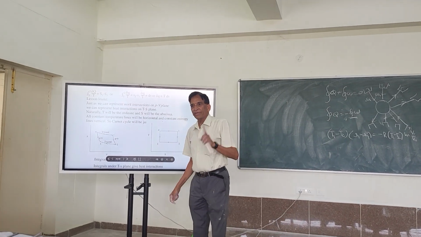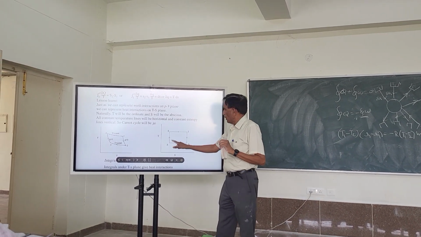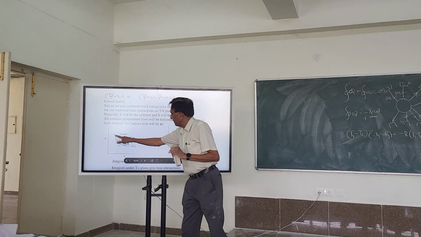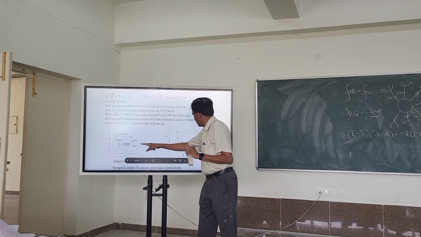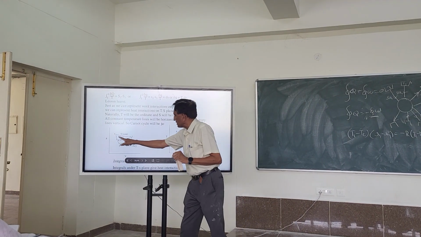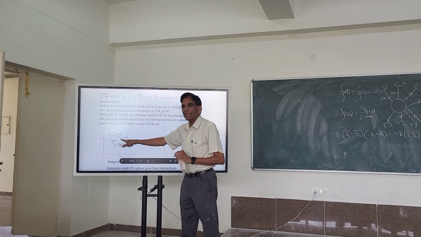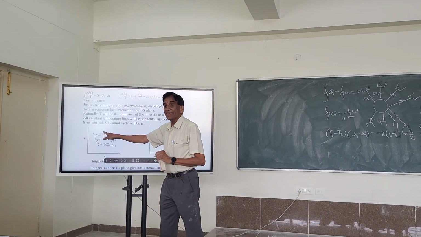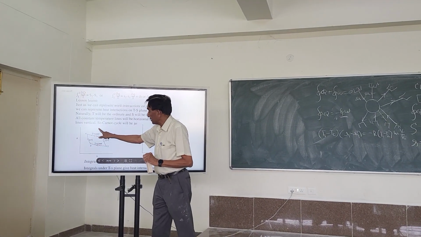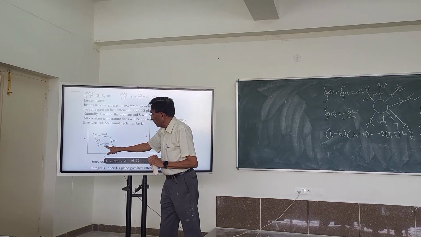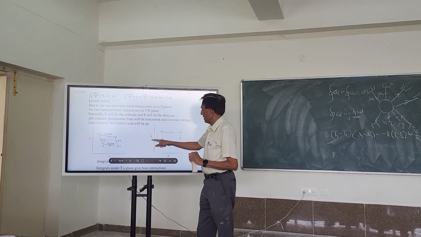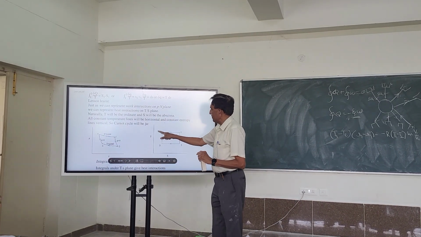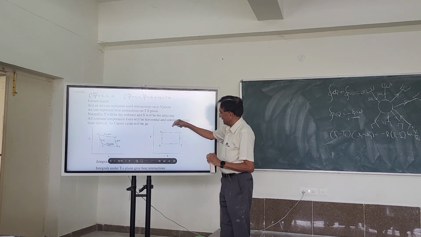When it receives heat, why is it receiving heat? You remember in this process, when it went from 1 to 2, Q was 0. When it was 4 to 1, what's happening here? It was receiving heat, remember that? Here Q comes in. Here in compression Q goes out. Here Q comes in, so when it went from 4 to 1, it is actually receiving heat.